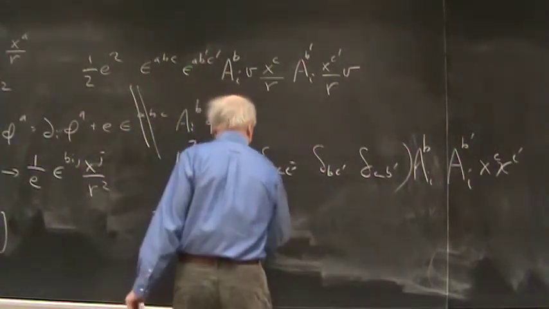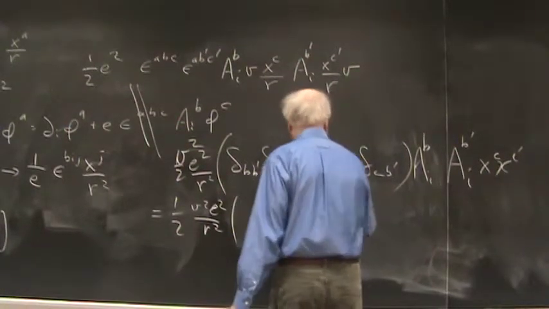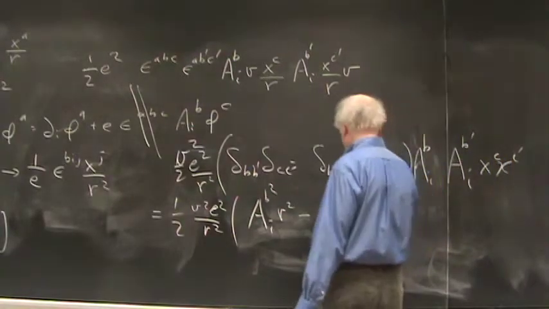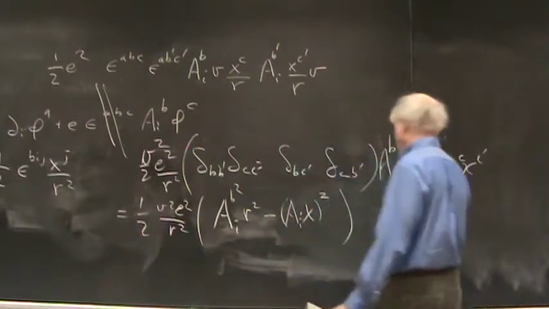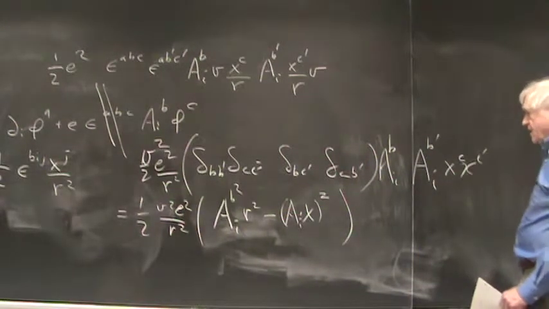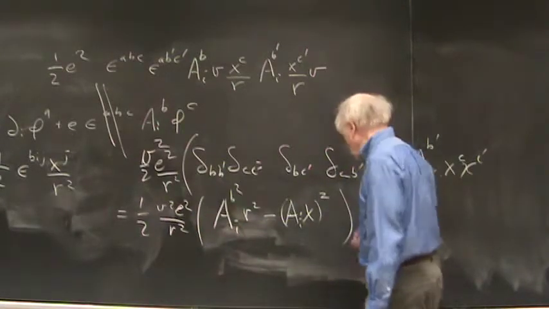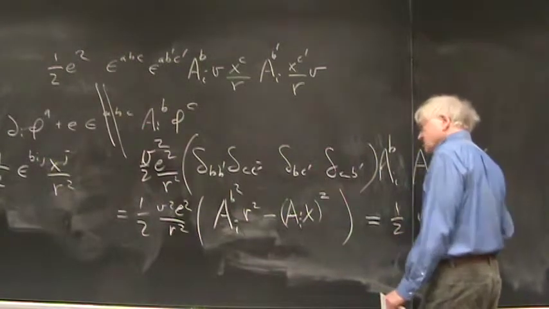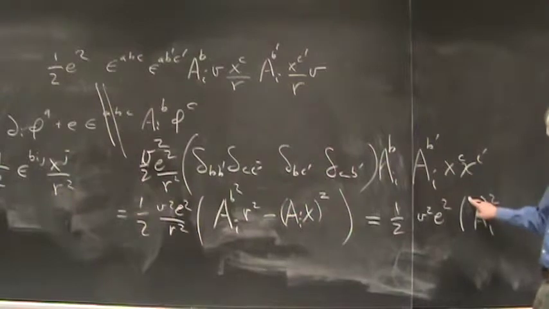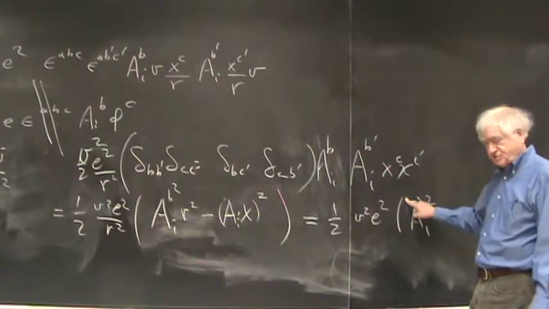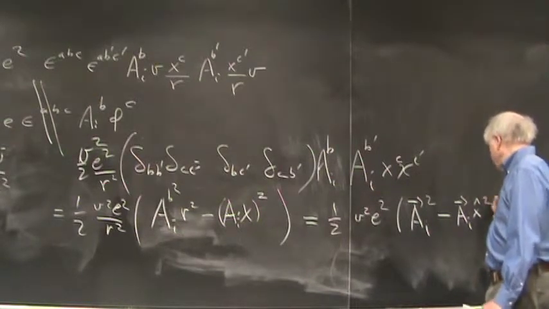Okay. A I B squared, and then R squared minus, and now we have basically A dot X I squared. And, okay, so this is telling us that the gauge field, in other words, if I pull out a factor of R squared, it's 1/2 V squared E squared times A I vector squared. This is the spatial vector. A B C goes over 1, 2, 3, minus A dot X hat I squared.